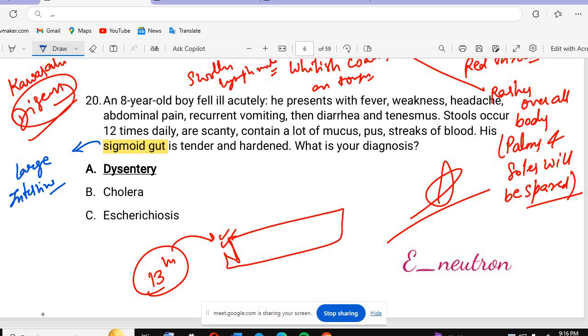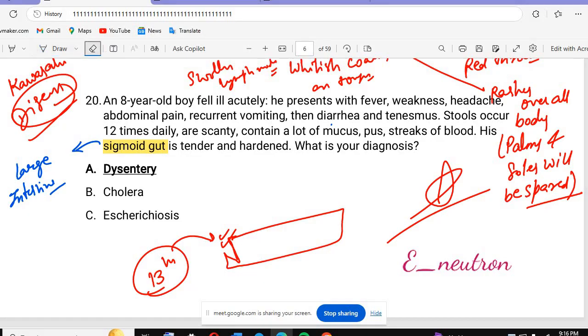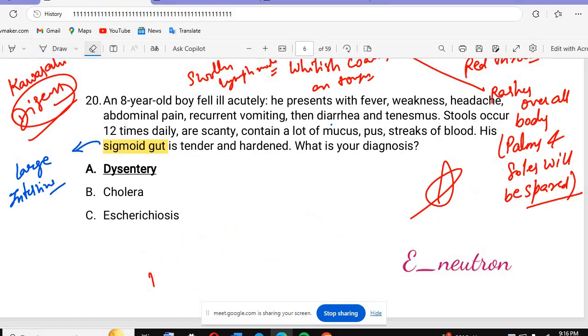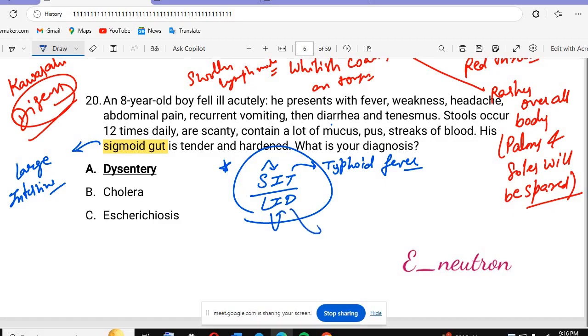What is your diagnosis? This is again the repeated question of the Croak one. I hope every one of you studied that. There is one thing we have discussed: SIT LID. If you want to solve this question, just remember SIT LID. SIT LID means the small intestine will be affected in typhoid fever, and the large intestine would be affected in dysentery.